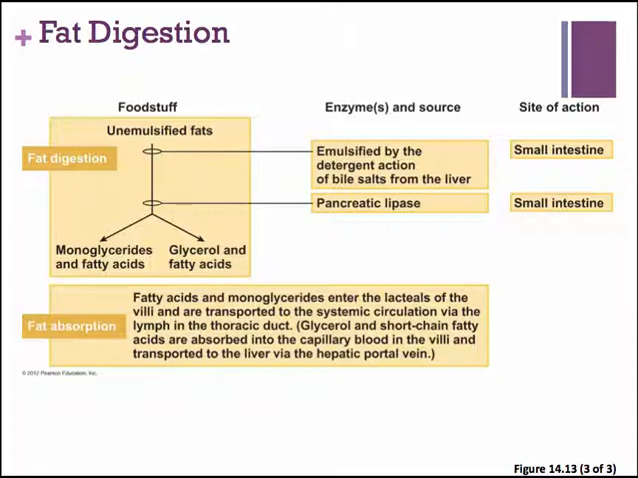Fat digestion, we use bile, and we also have pancreatic lipases. And remember, this one is different compared to your proteins and your carbohydrates because these enter the lacteals and are transported to our lymph in our thoracic duct. So these are completely different from our proteins and our carbohydrates. All right.